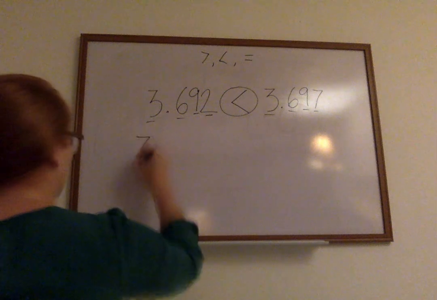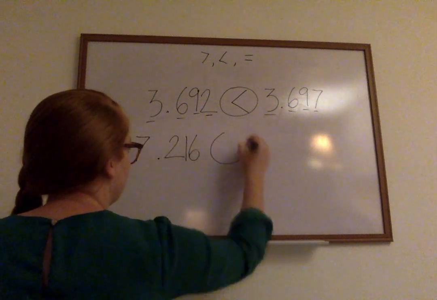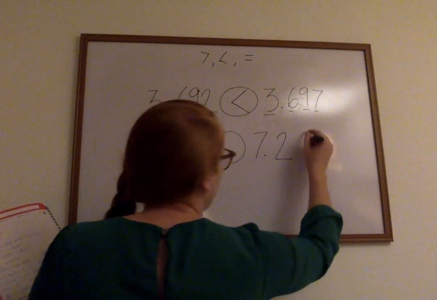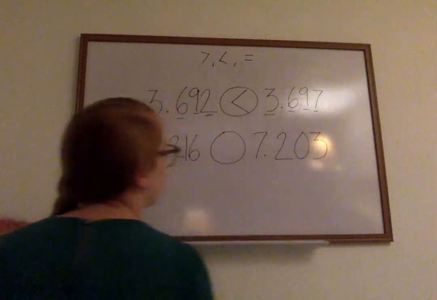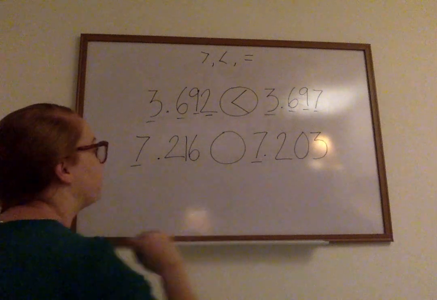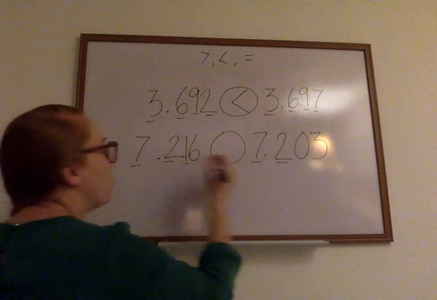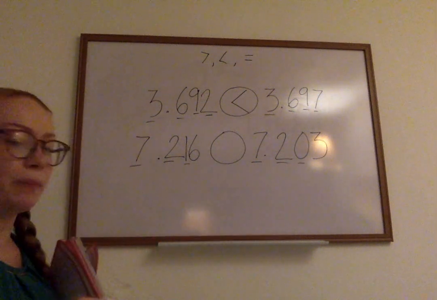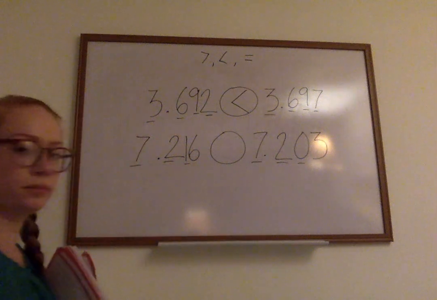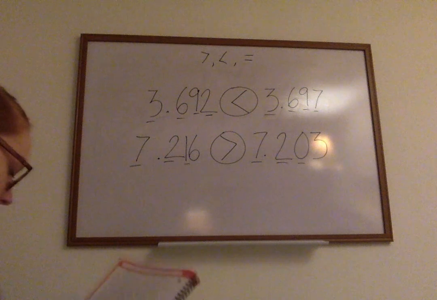Next, if they had 7 and 216 thousandths compared to 7 and 203 thousandths, remember we start left to right. Start at the front. I see a 7 and a 7, gotta keep going. A 2 and a 2, gotta keep going. A 1 and a 0. Remember, my alligator always wants the bigger number. Is a 1 or a 0 bigger? My 1 is bigger, so my alligator is going to be open to the 1 side.